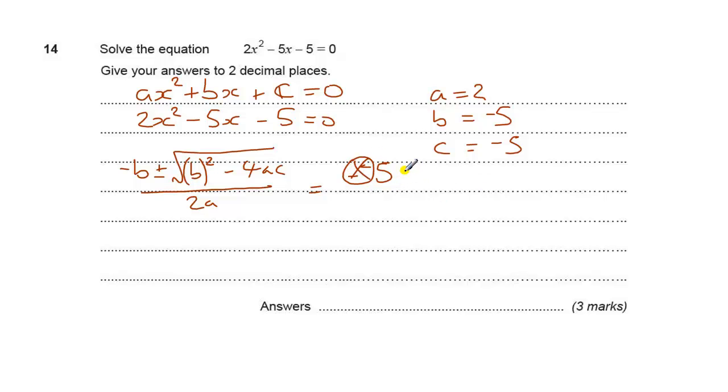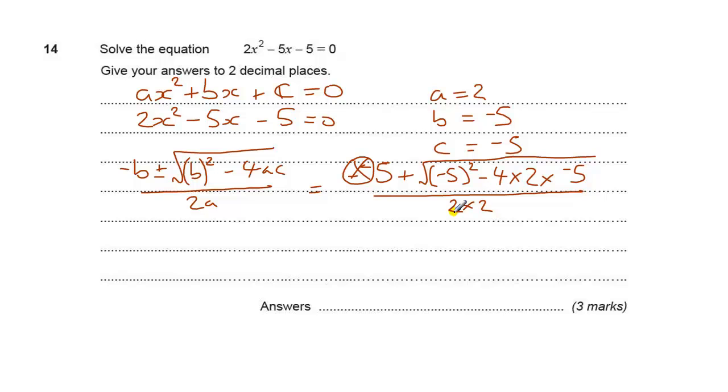Now we've got two possibilities. The one will be plus the square root of minus 5 squared minus 4 times a times c, which is minus 5. That's great, let's go with that. And you can divide that all by 2 times 2, which is 4.